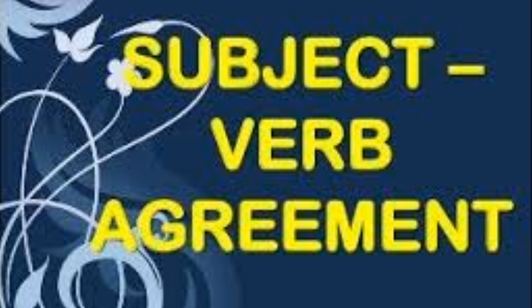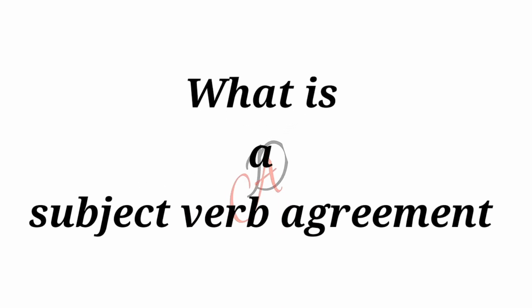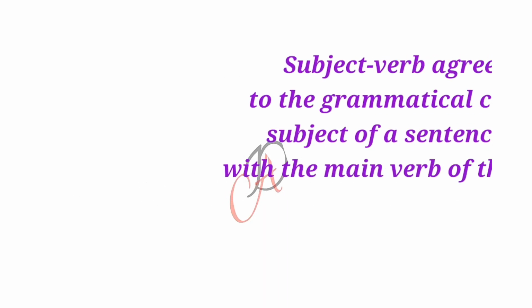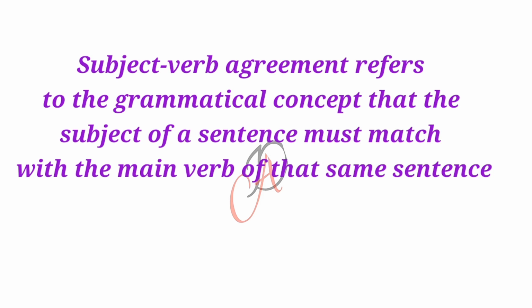Okay, before knowing the rules and the usage of subject-verb agreement, let's understand what subject-verb agreement is. Subject-verb agreement refers to the grammatical concept that the subject of a sentence must match with the main verb of that same sentence. Okay, let's see the different rules that we use for subject-verb agreement.